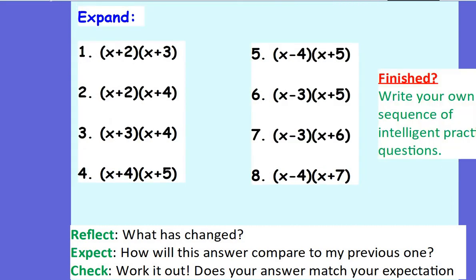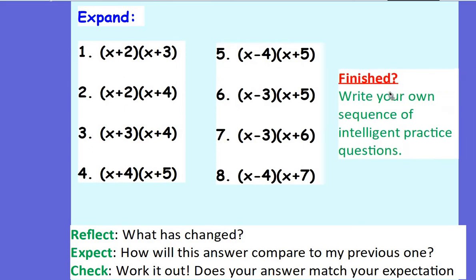So using that behaviour, can you please predict what you think the answers to each of these is going to be? So calculate the first one and then use that to predict what you think the next one's going to be, and then work it out to check it. Please spend about 5–10 minutes on this, and if you finish, have a go at writing your own sequence of intelligent practice questions in the same way, where you can use the previous answer to help you predict the next one.